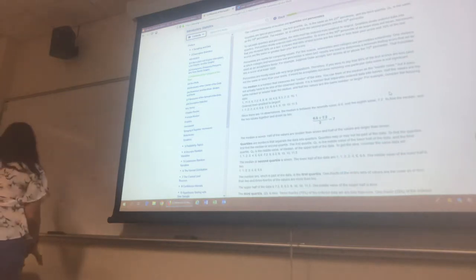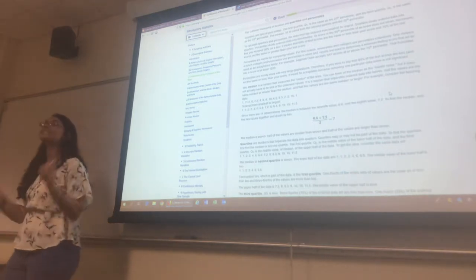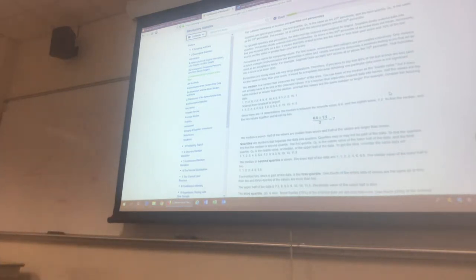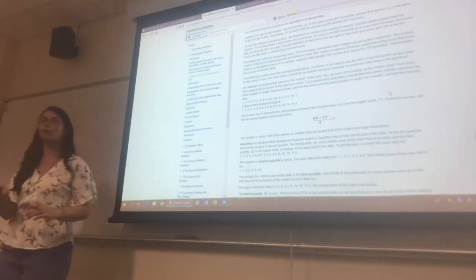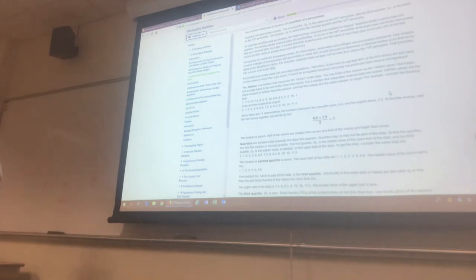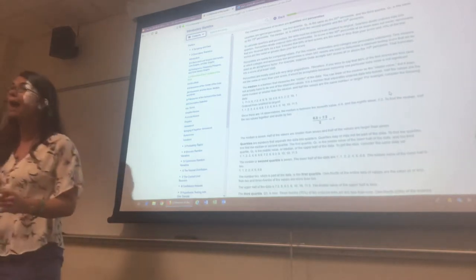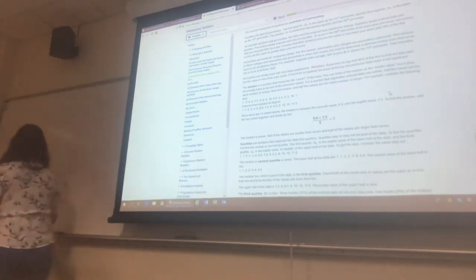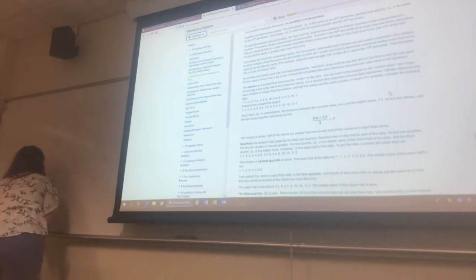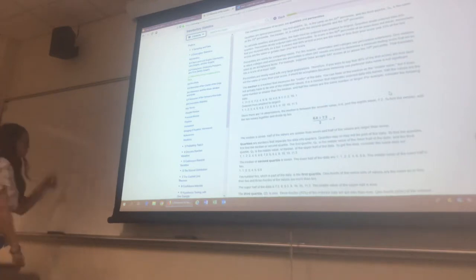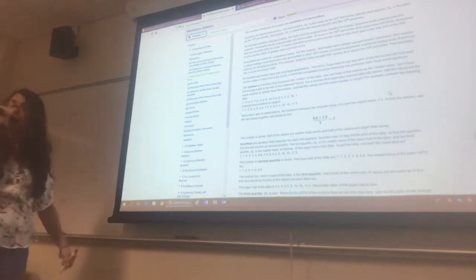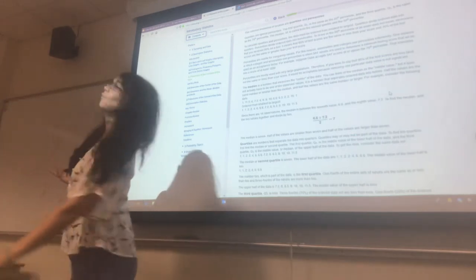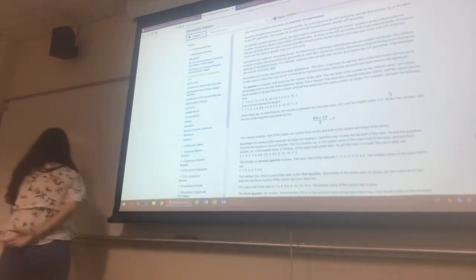So you've got your quartile 1, your quartile 2, and your quartile 3. If you were to say a percentile that goes with it, what would be the percentile that goes with quartile 1? You have one quarter out of a dollar. That quarter is worth how many cents? So what percentile is this? 25th. You have two quarters out of that dollar. What percentile are you? 50th.